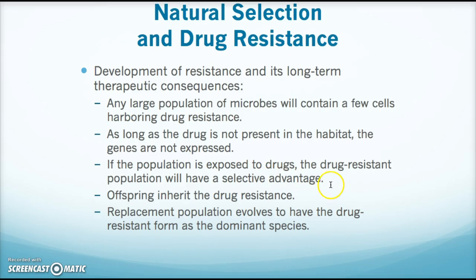That probably gives no benefit to the bacteria species that has that gene. But if we bring in the drug that that particular population is resistant to, it is going to have a selective advantage, meaning that it will be able to reproduce where other bacteria will probably be killed by the drug. So what you get is this offspring that inherits the drug resistance. And if you kill off a number of the bacteria, the ones that are resistant will be able to repopulate with more drug-resistant species.